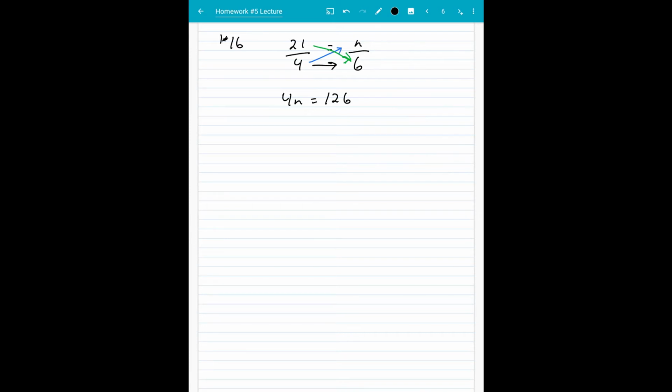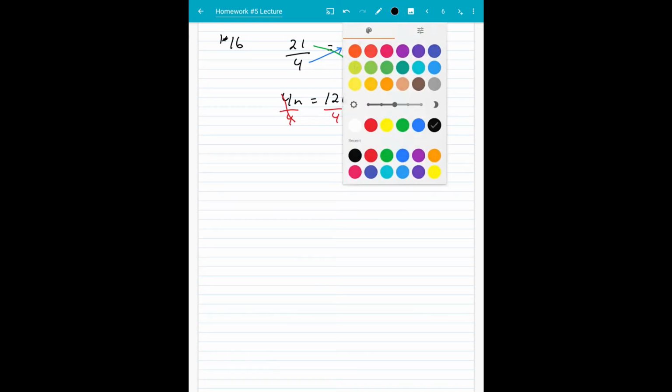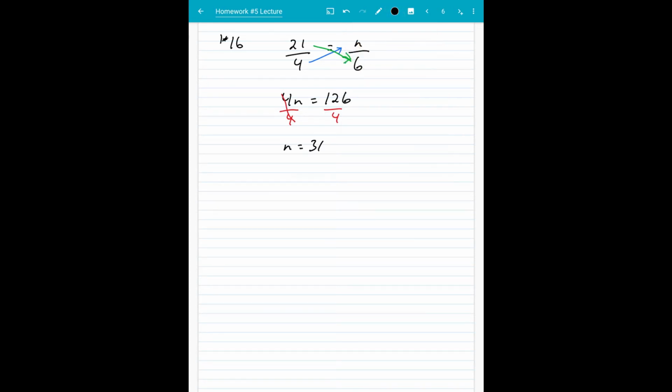But as you can see, there's no easy correlation that you can see intuitively or right away on this problem. You can't see, oh, it's a multiple of 3. Go ahead and divide both sides by 4. 4's cancel out, and you end up getting 31.5. That would be a more difficult number to come up with mentally.